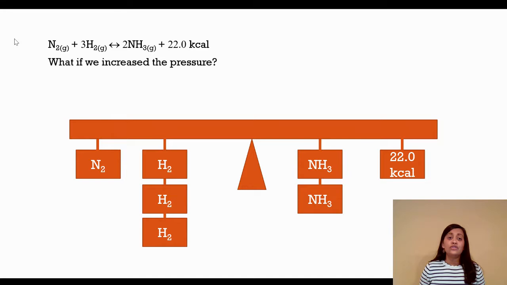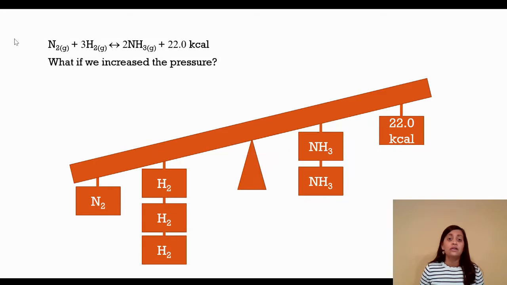So if we increase pressure, the volume of the vessel would decrease, right? So what would fit? Something that has more moles or less moles? In this case, of course, it's going to be the one with less moles. So if we increase the pressure, we're going to favor the side that has the least amount of moles. In this case, it's the NH3.